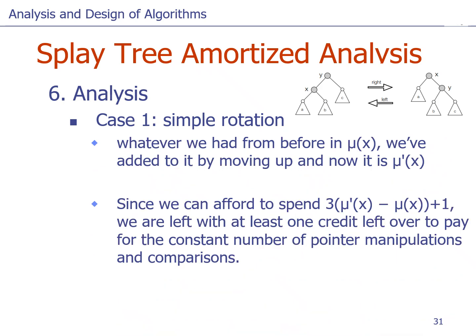The question is now, can we pay that amount? And the answer is simple, yes, because we initially had a bank balance of mu of x, and when we increased the height of x by making it now the root, our gain from that is mu dash x. So we will add mu dash x to mu of x to be the total sum we have in the bank now.